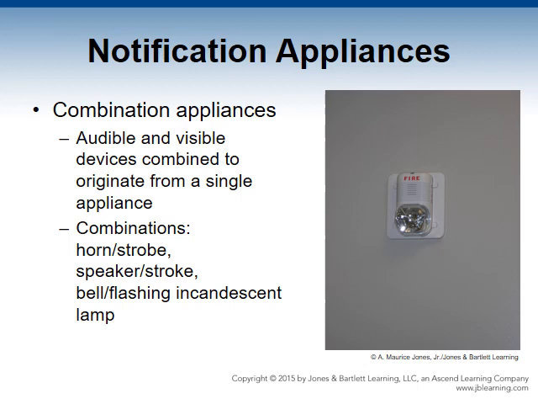Combination appliances. Audible and visible devices are commonly combined so that sound and visible light originate from a single appliance. They include horns and strobes, speakers and strobes, and bells and flashing incandescent lamp combination devices. They provide the audible and light intensity needed to cover an area with a single device. They give a visible signal when the audible component cannot be heard and help identify an audible device that is sounding outside a cluster of buildings.